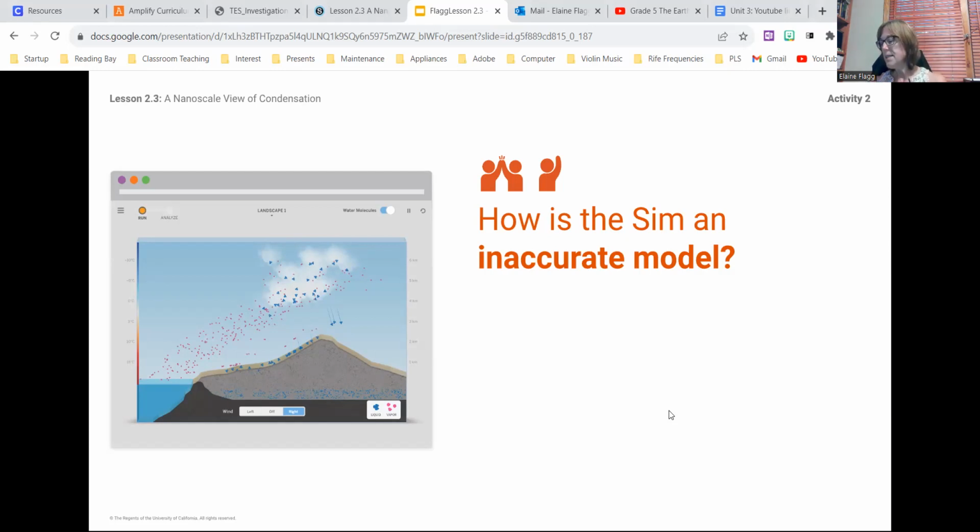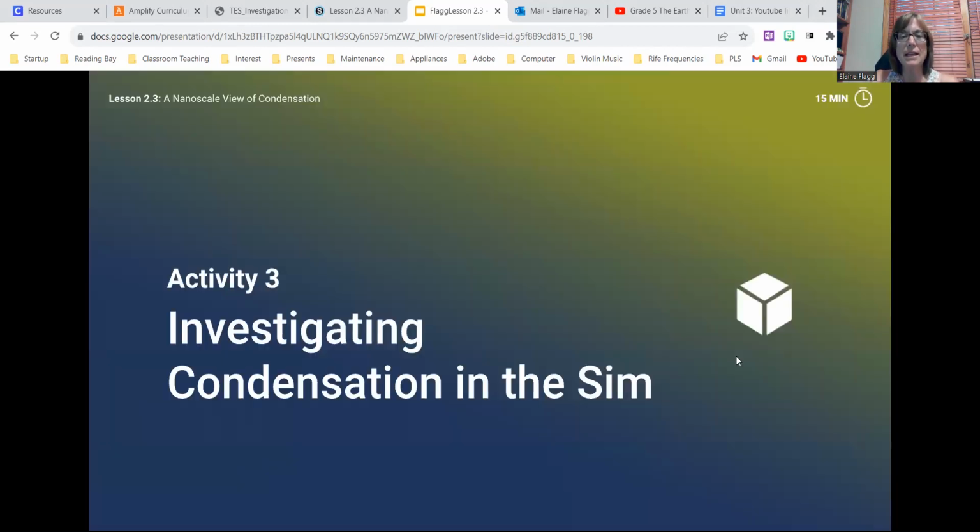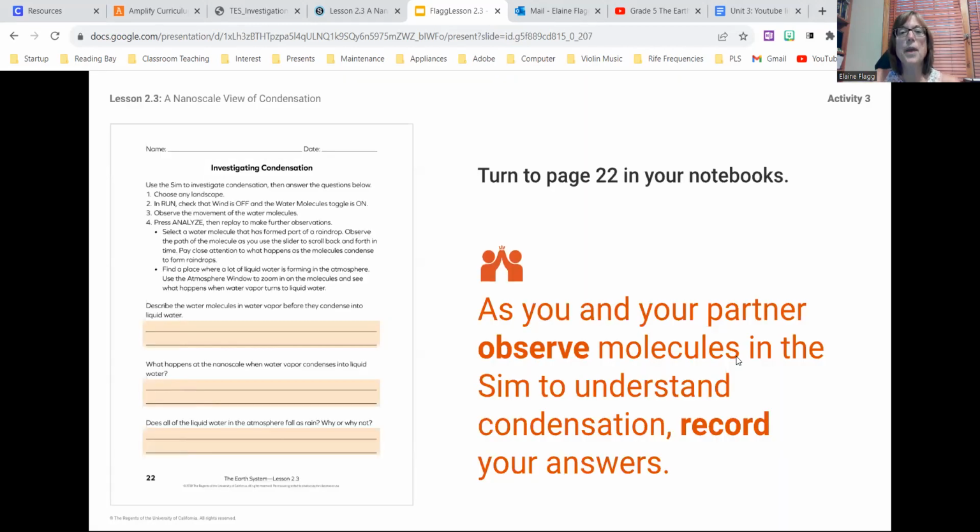So some areas in the atmosphere in the sim do not show any water vapor molecules. In reality, water vapor is everywhere. So they're not showing it on purpose so that you can really get into the sim. Okay, so I will provide further instructions on how to get into the sim.